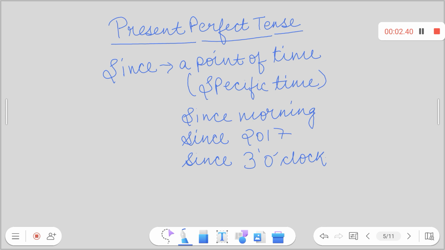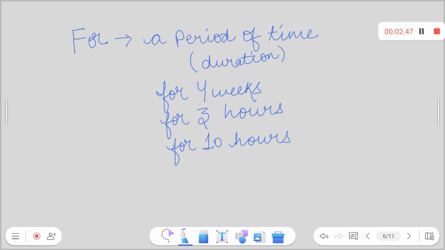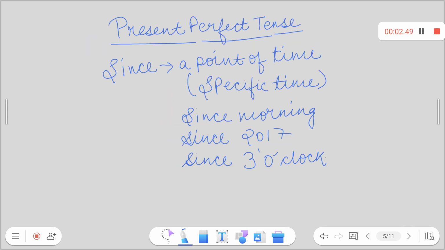But before beginning it, it is very important for us to know when we use since and when we use for. So whenever there's a specific time given, then we use since. Like if I say since morning, it is a specific time given. When we say since 2017, that's a specific time given, there's a point of time given. Same when we say since 3 o'clock. So in those sentences, we use since.